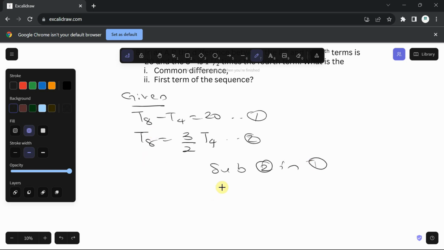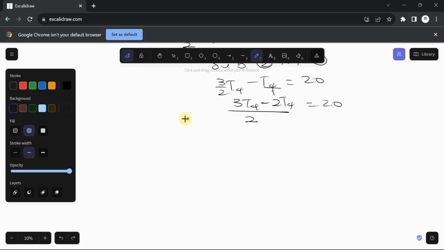Right, what would that be? So this is T8. Instead of writing T8, that would be 3 over 2 T4 minus T4 is equal to 20, right? So let's take the LCM. The LCM here will be 2. 2 in 2 is 1, 1 times 3 is 3, so 3 T4 minus, this is like saying T4 divided by 1, 2 in 1 is 2, 2 times T4 is 2 T4, is equal to 20, right? So 3 T4 minus 2 T4 is T4 over 2 is equal to 20.